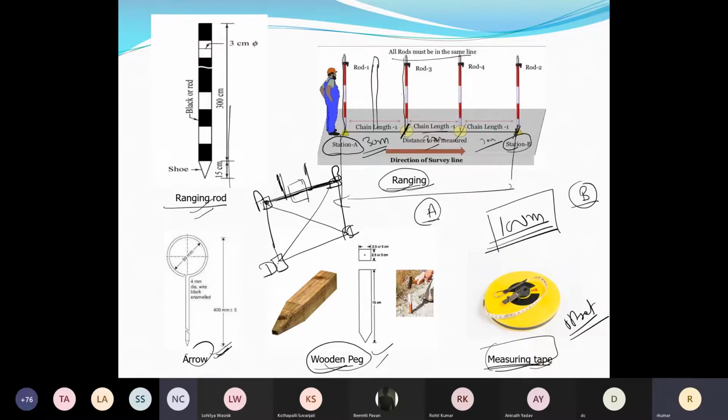For 3 arrows, it means I have covered 90 meters. One full chain length is from the beginning to an arrow. So from the next arrow to another arrow is another chain length, because I have only one chain now. Suppose you have measured from here to here. For the next, I will fix the arrow and then I will go to the next. So I will fix the chain arrow here. Then I will move ahead.